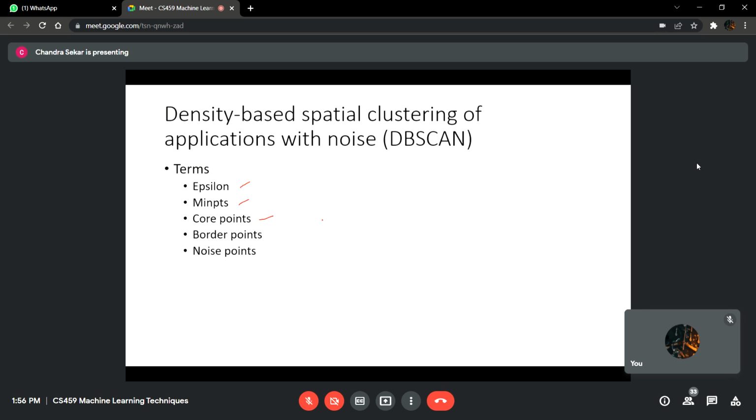And the core point is the data point with which, if we draw a circle with radius epsilon, there will be at least min points number of data points within that circle. And border points are those which will not have min points number of data points inside the epsilon radius, but they will share their neighborhood with at least one core point. And any data point that does not fall under core point or border point will be called the noise point.